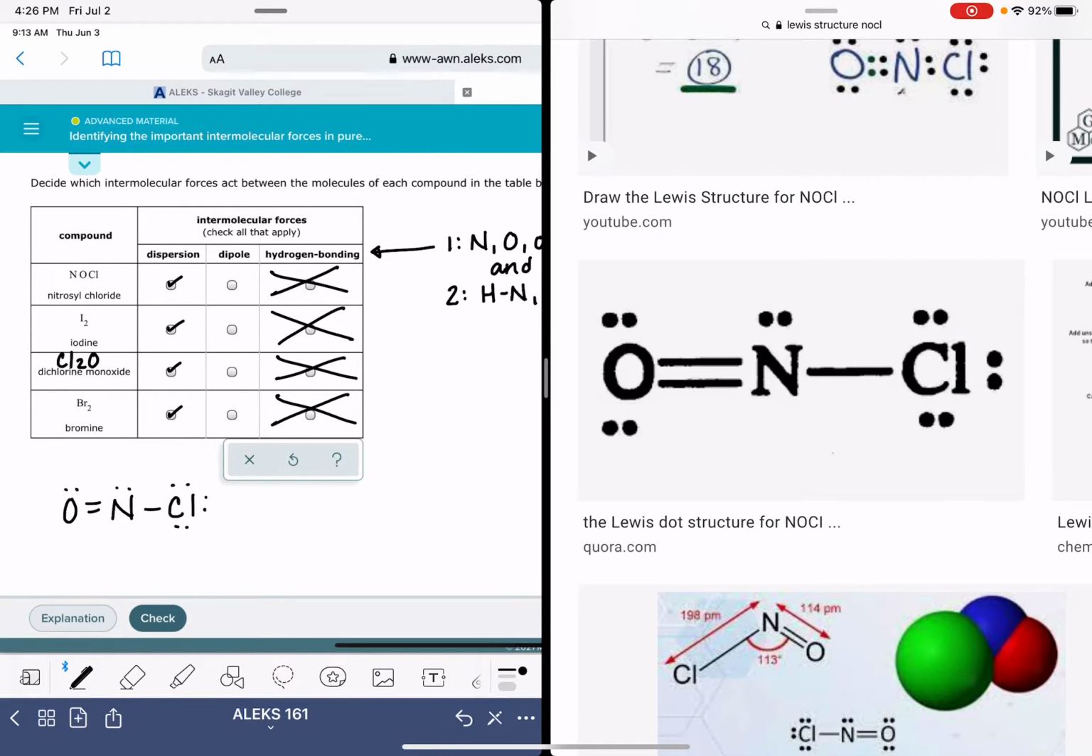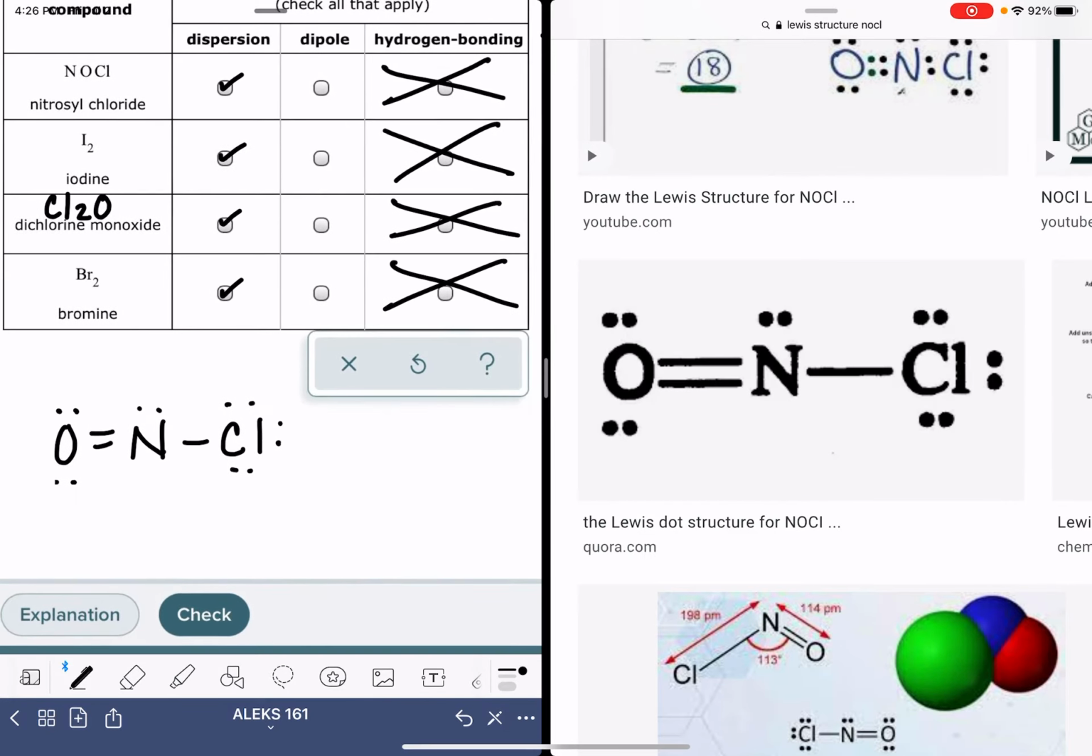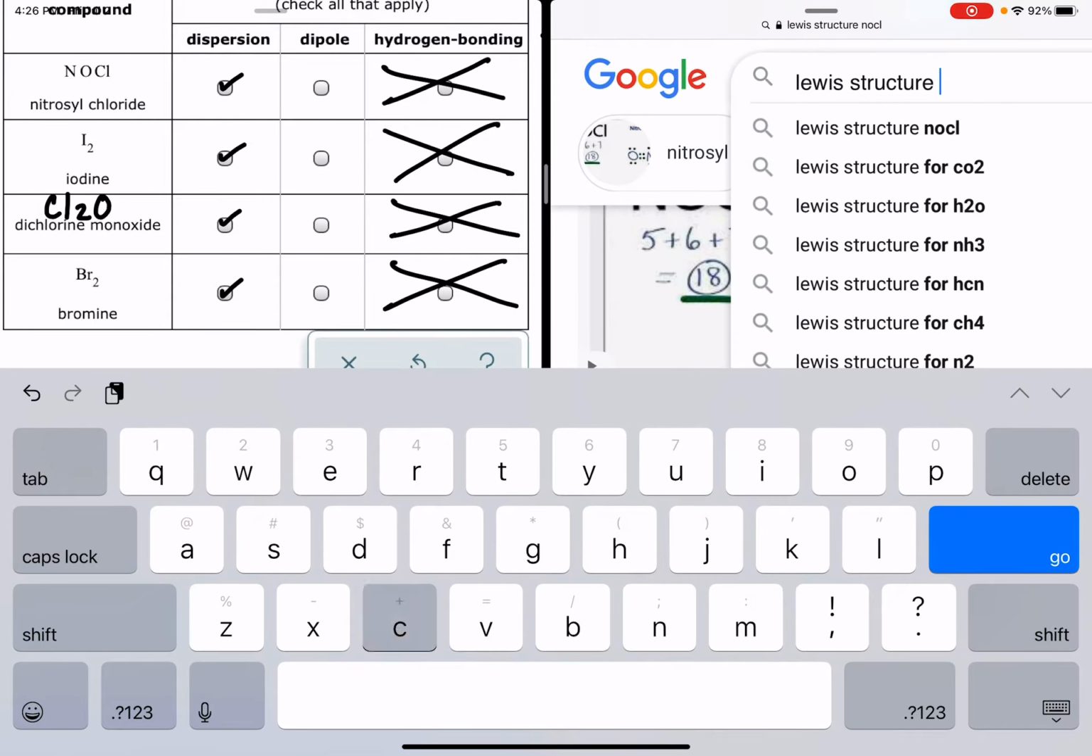And I actually don't need to look up the Lewis structure for iodine, I2, because I know it, so I'm just going to write this. But if you didn't know it, you could just look it up. There's I2. My next one, Cl2O, that's a little bit tricky, so I'm going to look that one up, Cl2O.